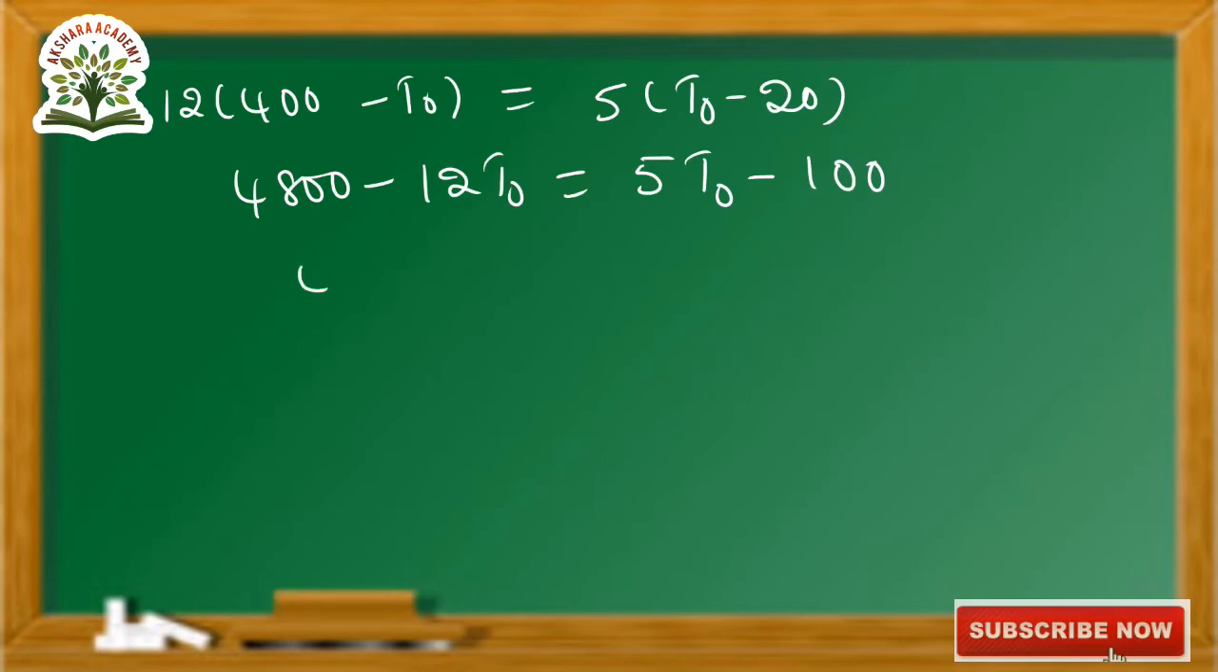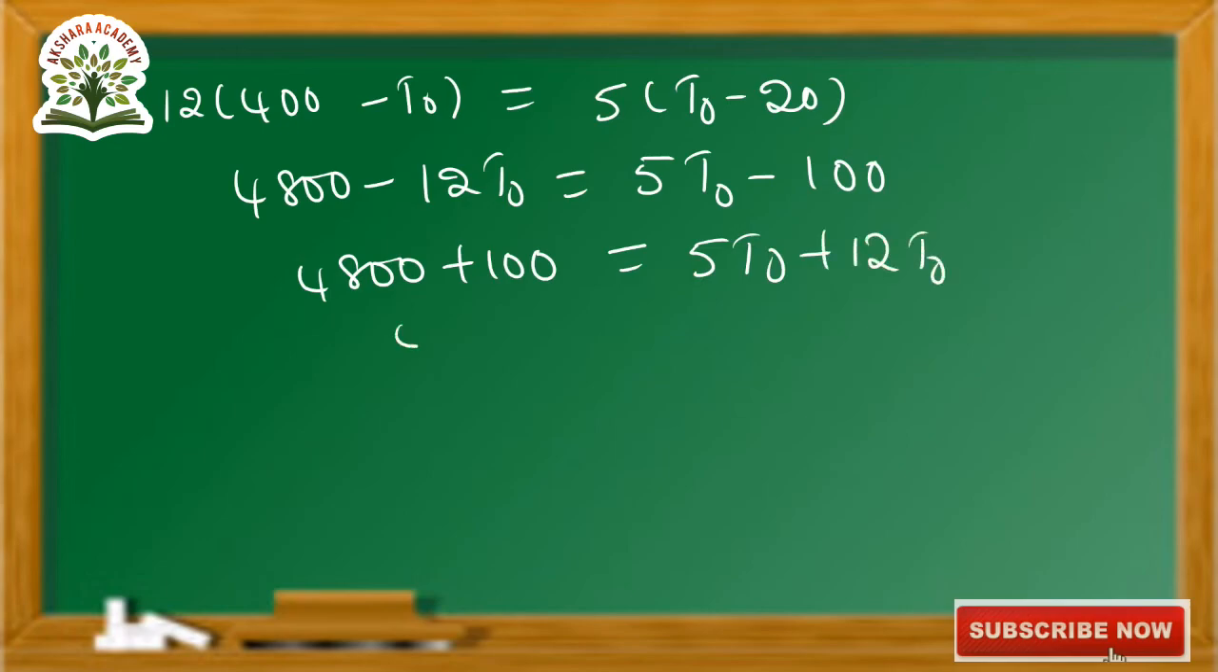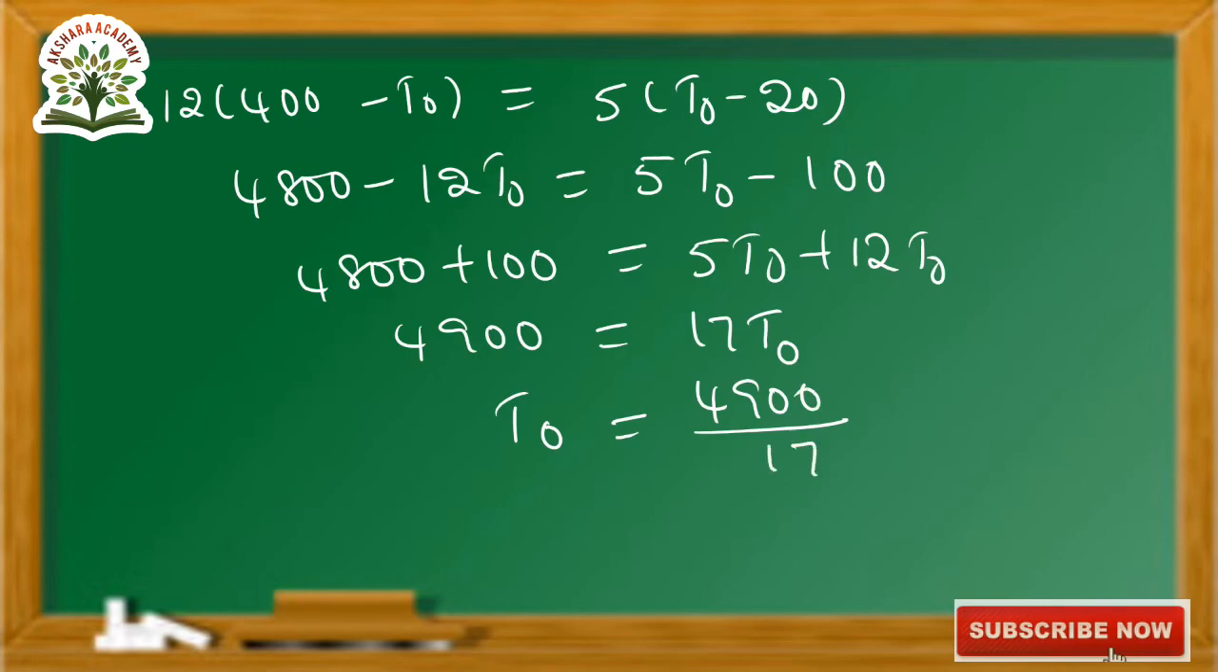So 4800 plus 100 is equals to 5 T naught, here 12. 5 T naught plus 12 T naught, that is equals to 17 T naught. 4800 plus 100, 4900 is equals to 17 T naught. So finally we are getting T naught is equals to 4900 by 17. After doing cancellation, we are getting 288.24 degree centigrade.